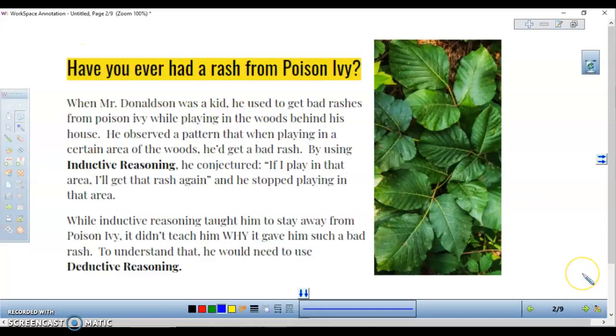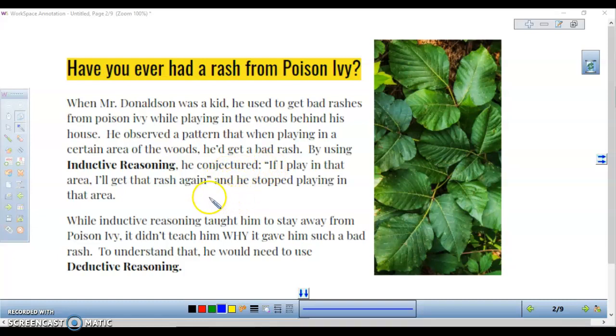We're going to start with a real world example here today, all right? Any of you ever had a poison ivy rash? Because I can attest to you that I have. When I was a kid, man, I used to get really bad rashes from poison ivy while I was playing in the woods behind my house. You know, I'd go out and I'd get some poison ivy after playing in this one area. And then, I'd go out again, get poison ivy after playing in this one area. And I observed a pattern that when I was playing in that certain area of the woods, man, I would get this bad rash. So I used inductive reasoning based on that pattern to conjecture, you know what, if I play in that area, I'm going to get that rash again.